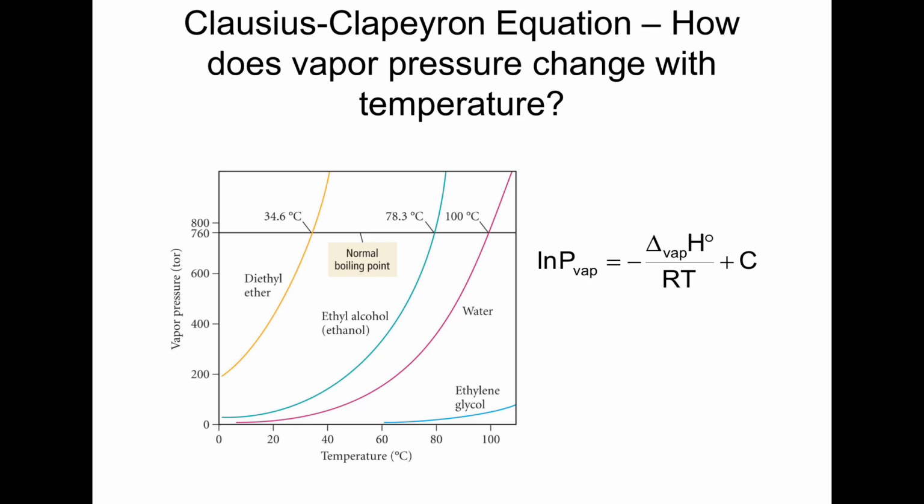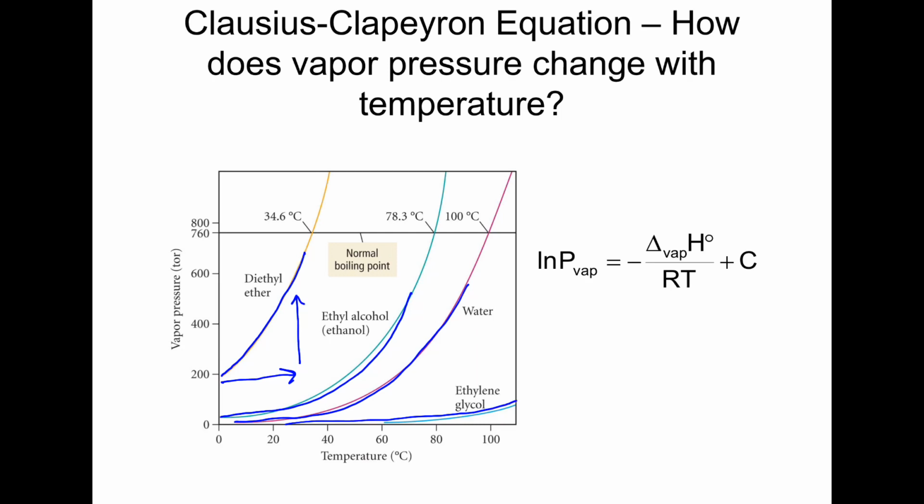So let's look at some data. I just want to look at this graph first. What we have on this side is vapor pressure, and on this side is temperature. And then we have a bunch of different compounds that we're looking at. Now for every one of them, we can see that as we're increasing the temperature, the vapor pressure is going up. So diethyl ether goes up really fast, ethyl alcohol goes up a little bit slower, water goes up a little bit slower, and ethylene glycol goes up the slowest.